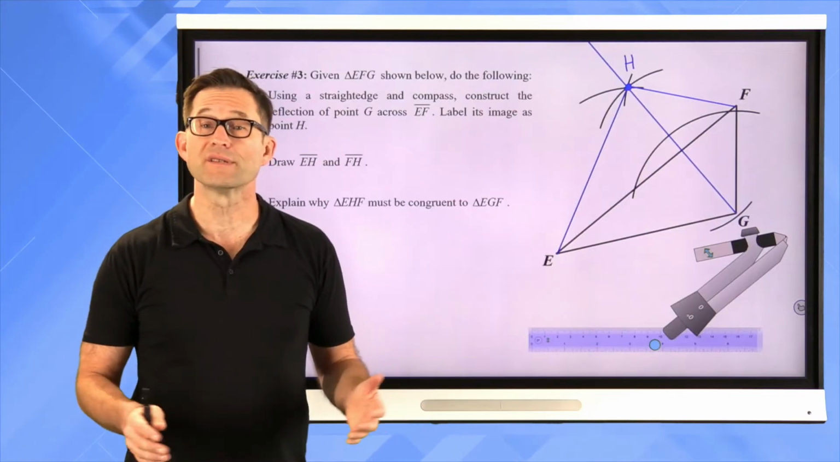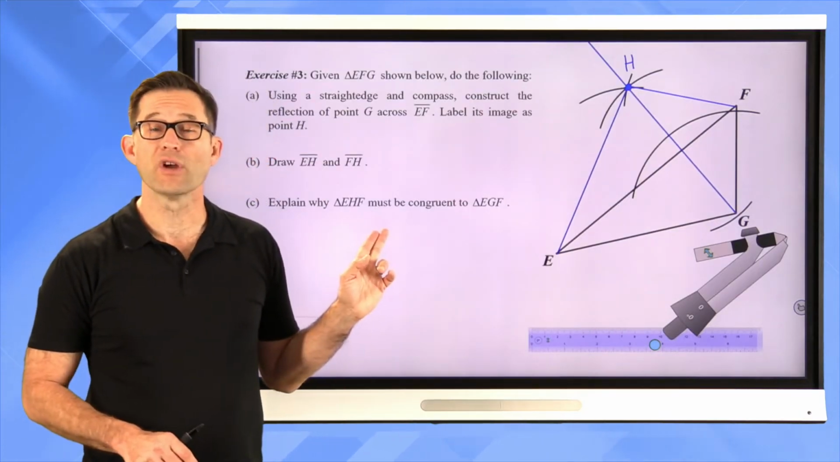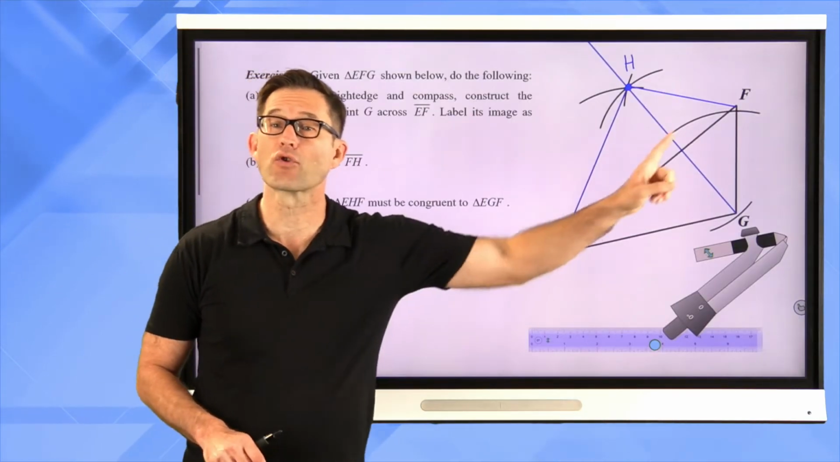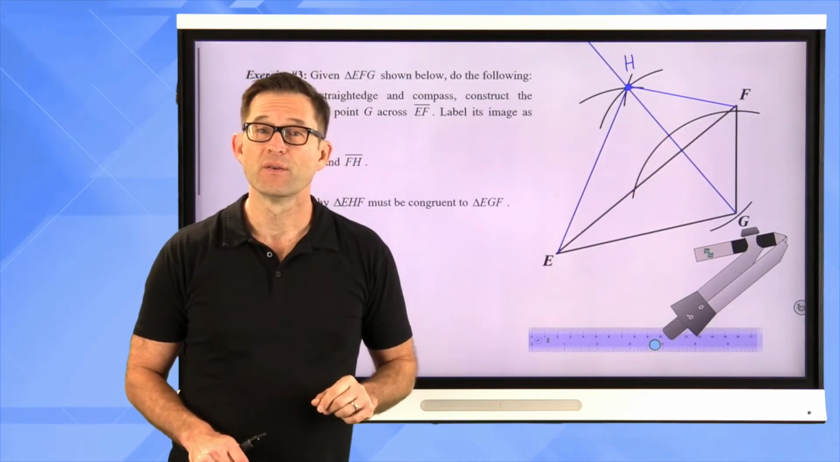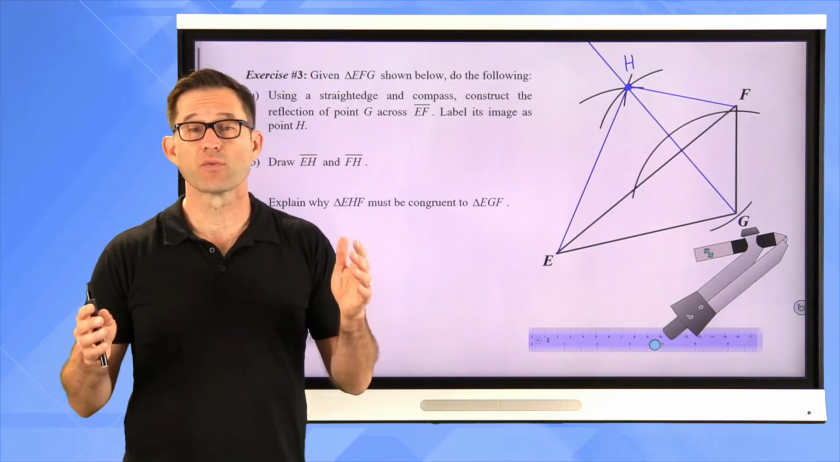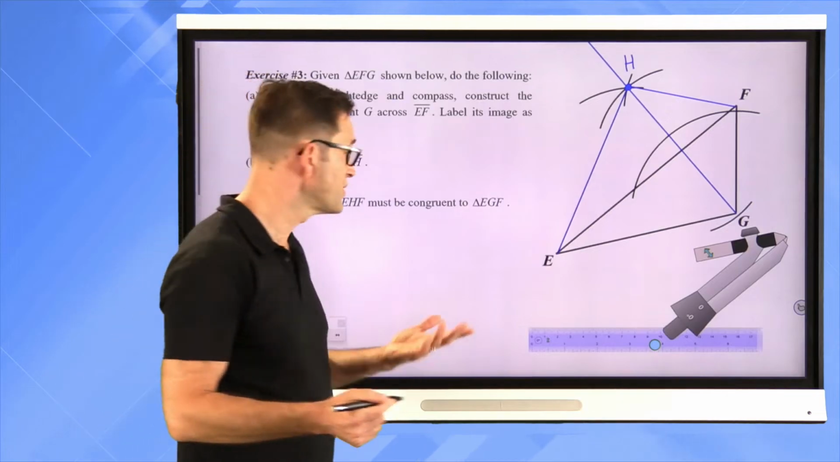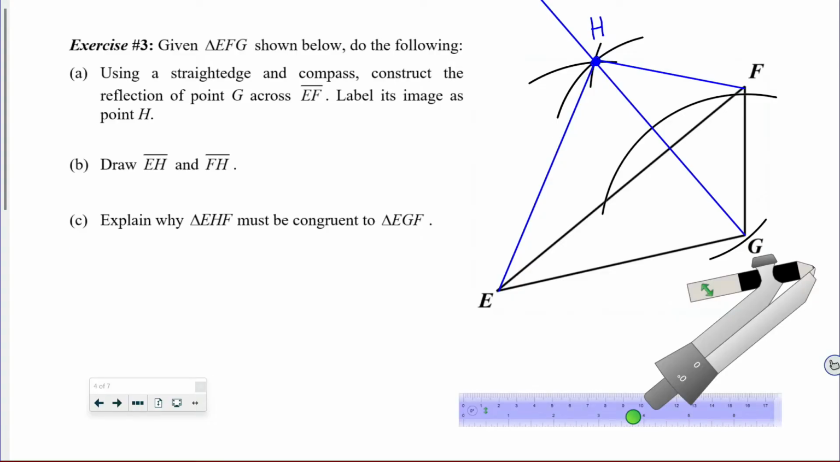All right, well, it's pretty simple actually. Triangle EHF is just the image of triangle EGF after a reflection across EF, right? That's it. And because reflections are rigid motions, the two triangles must be congruent. So we're just going to get all that down, right?